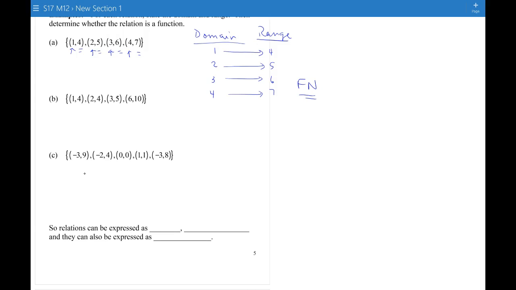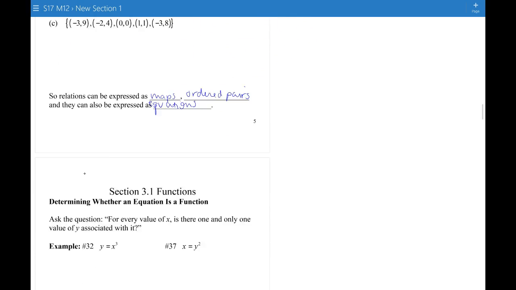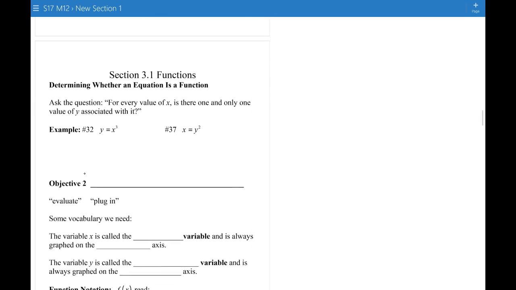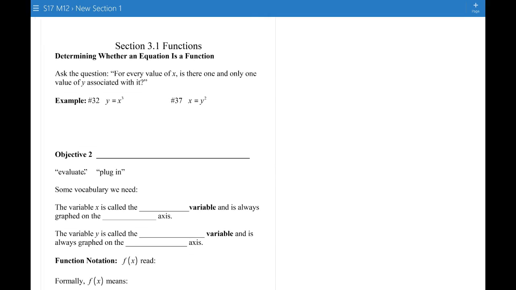So relations can be expressed as maps. So what we were just looking at with the arrows here, those are maps. Ordered pairs. So see how we went back and forth between ordered pairs and maps. And they can also be expressed as equations when the sets of the x's and the y's are all numbers. So let's see, how do we decide whether an equation is a function? So we're still asking the same question. For every value of x, is there one and only one value of y associated with it?